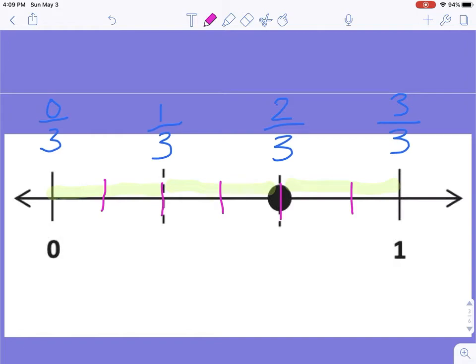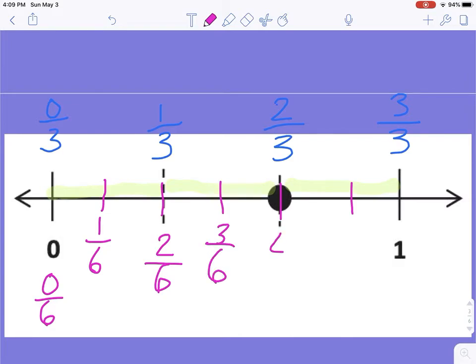Okay, 0/6, 1/6, 2/6. Now I didn't say this before, but I'm trying to figure out which two fractions fall on that black dot. So even though 1/3 and 2/6 are equivalent, that's not really what I'm looking for. I'm looking for which two fall on the black dot.